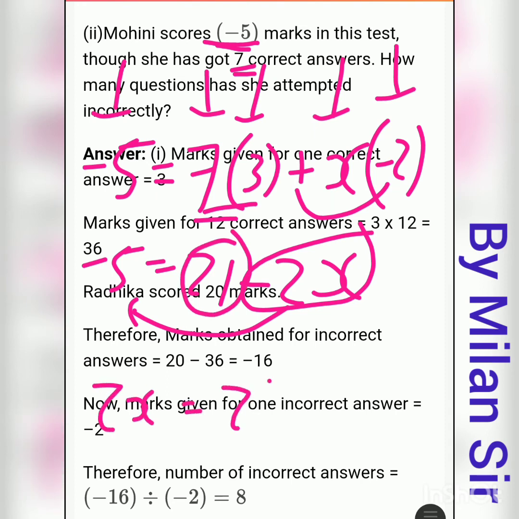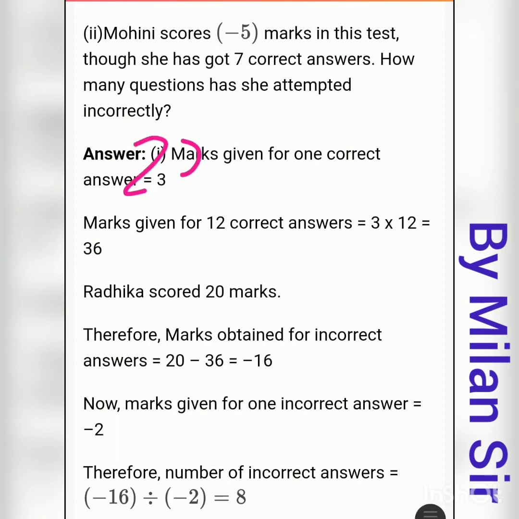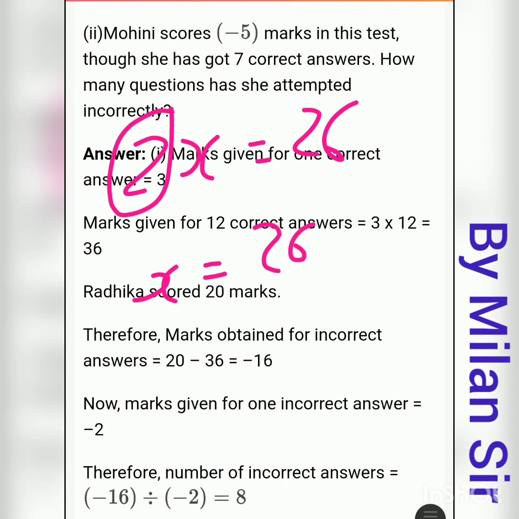Here 21 stays as it is, and we transfer the numerical term -5 to the right hand side, so it becomes plus 5. If we change the side, then we need to change the sign. So 2x is equal to 21 plus 5, 26. So 2x is equal to 26. Now for finding the value of x, we transfer this 2 to the right hand side. 26 divided by 2, so x is equal to 13. So Mohini attempted 13 questions incorrectly.